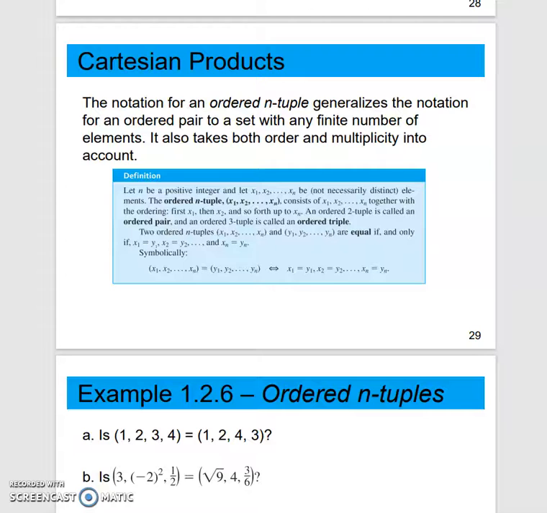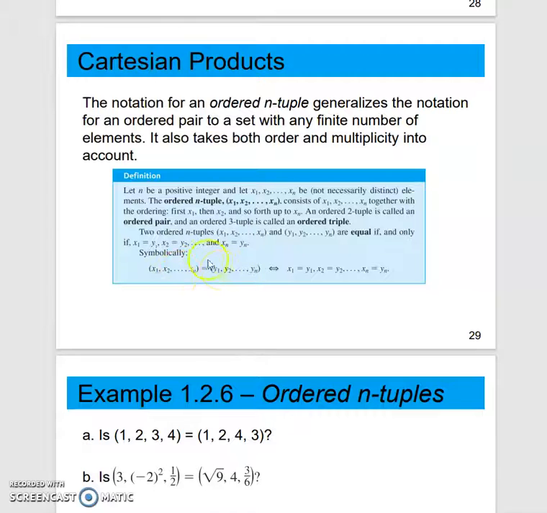This is continuing section 1.2. So we were talking about Cartesian coordinates, and now let's talk about Cartesian products. We've seen pairs. We can also have an n-tuple, which is however many we need. And again, we say ordered because the order matters. So the ordered n-tuple is x1, x2, all the way up to xn.